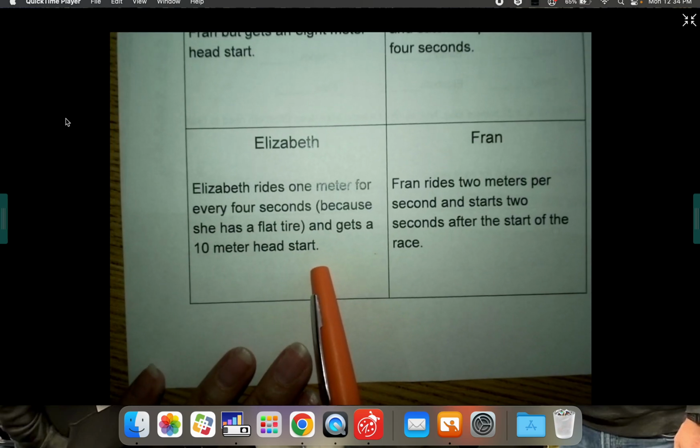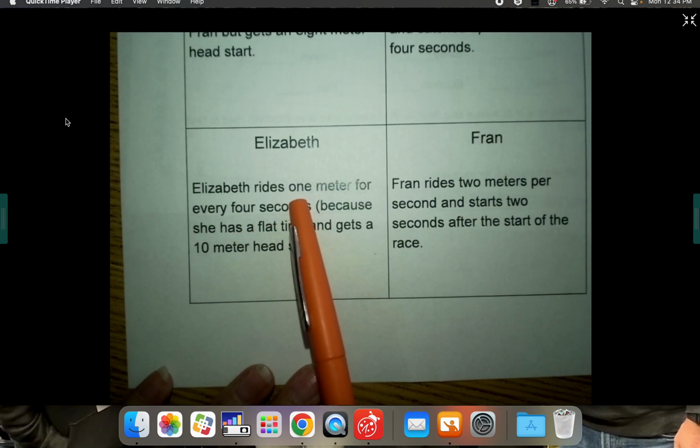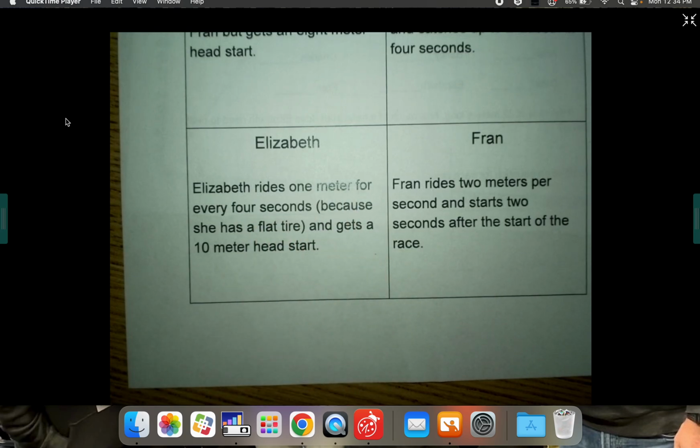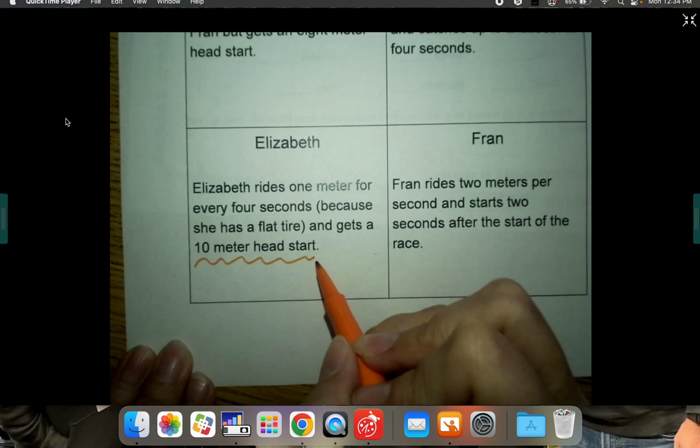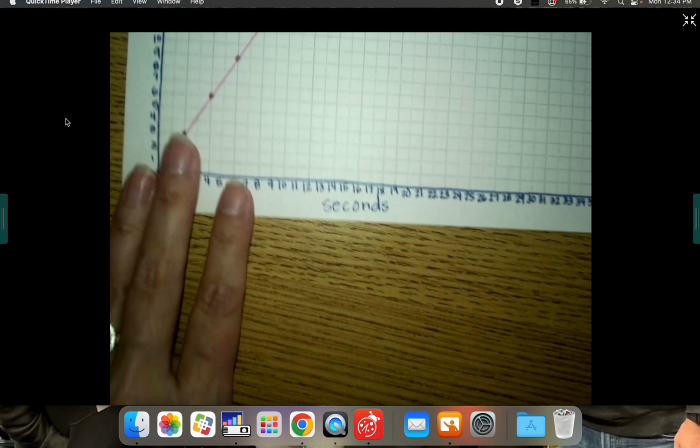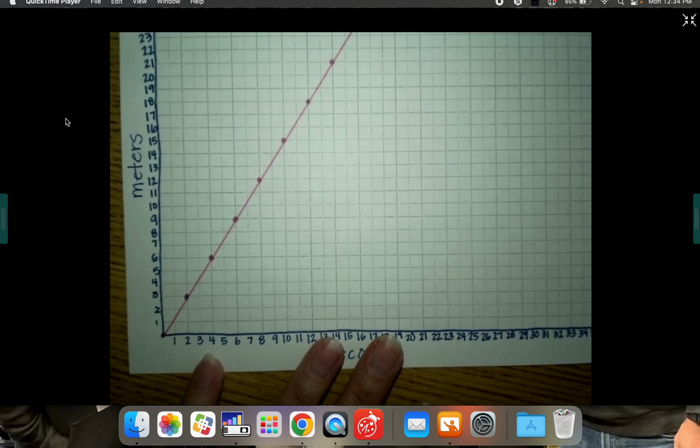Here we go. Elizabeth, poor Elizabeth, she only rides 1 meter for every 4 seconds because she has a flat tire. So she's going a little slower than everyone else, and that's okay. But here's what we're going to do to compensate. She gets a 10 meter head start. So let's go ahead and find a 10 meter head start. Where would Elizabeth start?